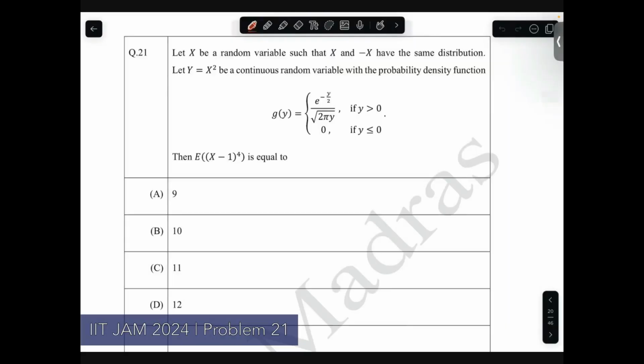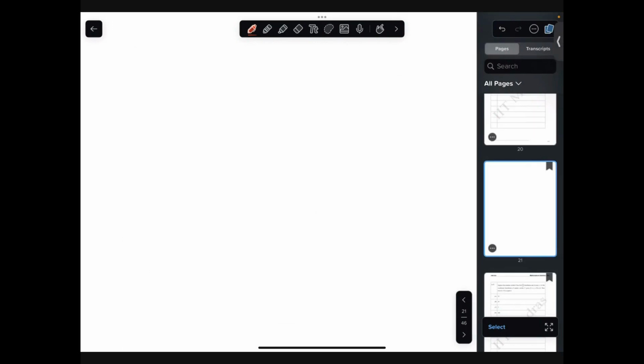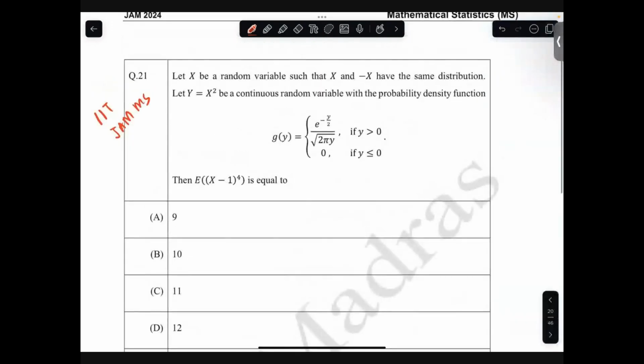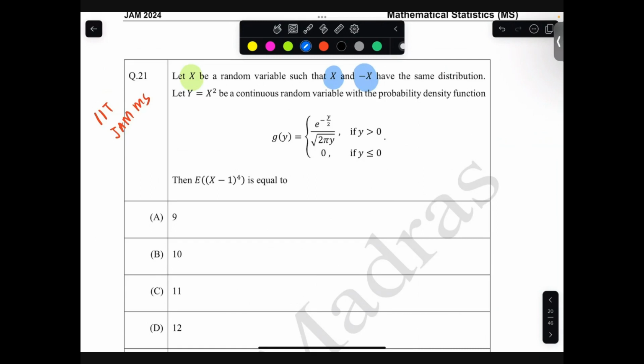So this is IIT JAM MS 2024, problem number 21. So you have this random variable x. Understand this bit in detail. You have this random variable x, it's given as a random variable already. But then an extra condition is given that x and minus x have the same distribution.